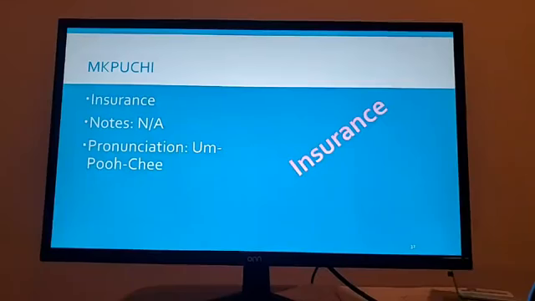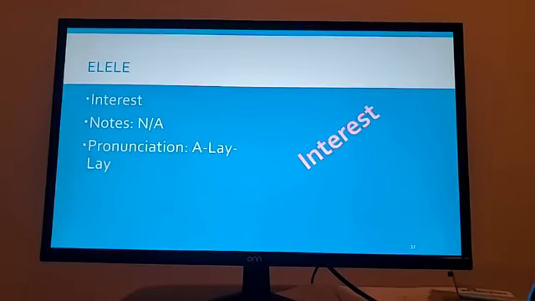Insurance basically comes from the root word cover, and that would be Mpuchi. Mpuchi is insurance. Interest is Elele. Elele, interest.